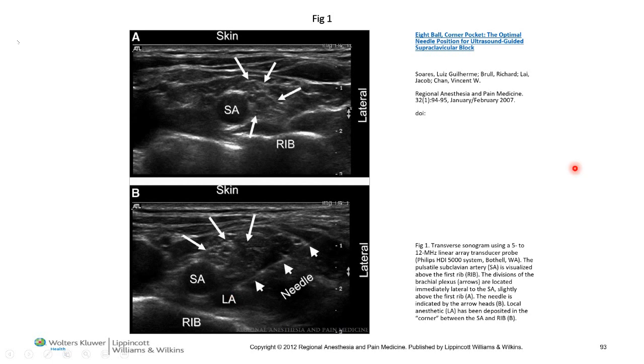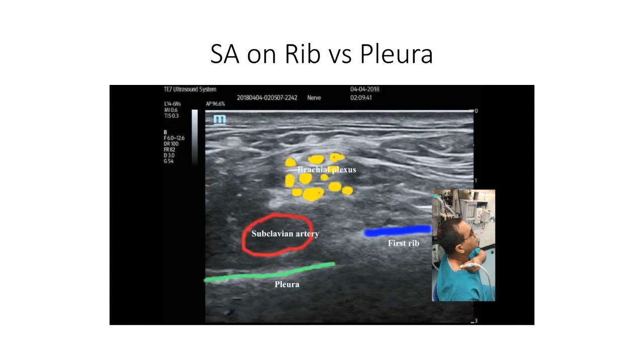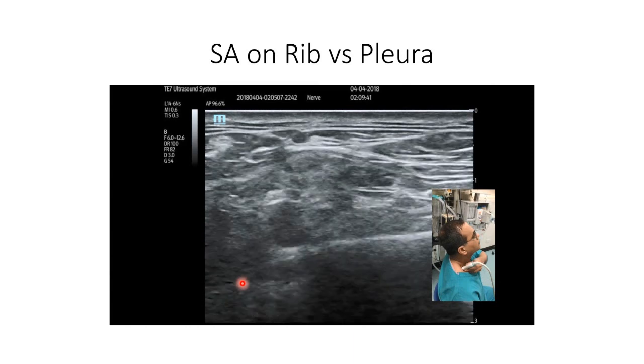It is important to position the plexus over the rib rather than the pleura, as trying to reach the corner pocket when the plexus is over the pleura may result in a pleural puncture and cause pneumothorax. Simple manipulation of the probe, as shown in the video, results in the optimum position of the plexus over the rib. So you can see the subclavian artery is positioned over the pleura. But what we need to do is just make gentle manipulations of the probe so that the subclavian artery lies over the first rib.